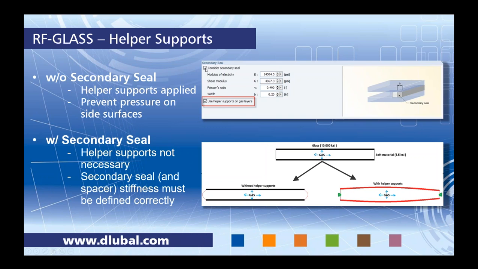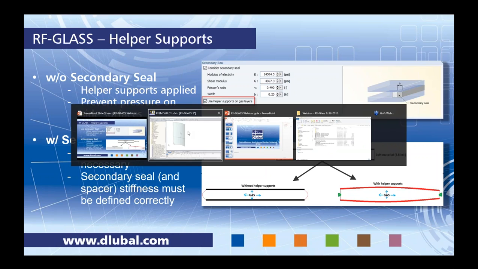If you were to check the secondary seal, you now have the option to uncheck or check these helper supports. And the reason why is because now you have control over modeling the exact stiffness at these ends. So if you don't want to consider helper supports, which are very rigid, then you just want to make sure to correctly model your secondary seal, but also include the stiffness of your spacer here with all of the correct properties. And then you should get the desired correct behavior considering the stiffness of this secondary seal. If you're unsure, then you can always leave these helper supports checked as well.